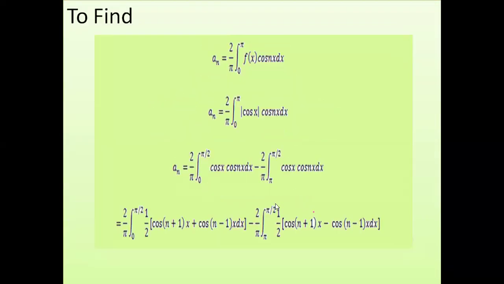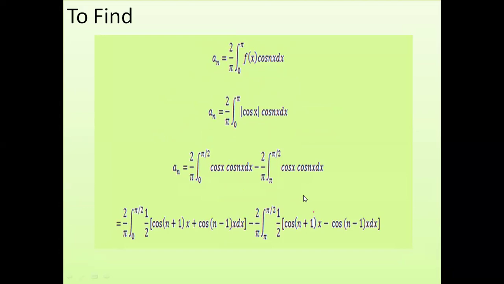Next, to find an, equal to 2 by pi, integral from 0 to pi of f of x cos nx. For f of x, you know about the mod of cos x, so you have to split the limit into two parts: 0 to pi by 2, and pi by 2 to pi. So cos x positive gives cos x sin nx, and minus, negative cos x gives cos x cos nx.